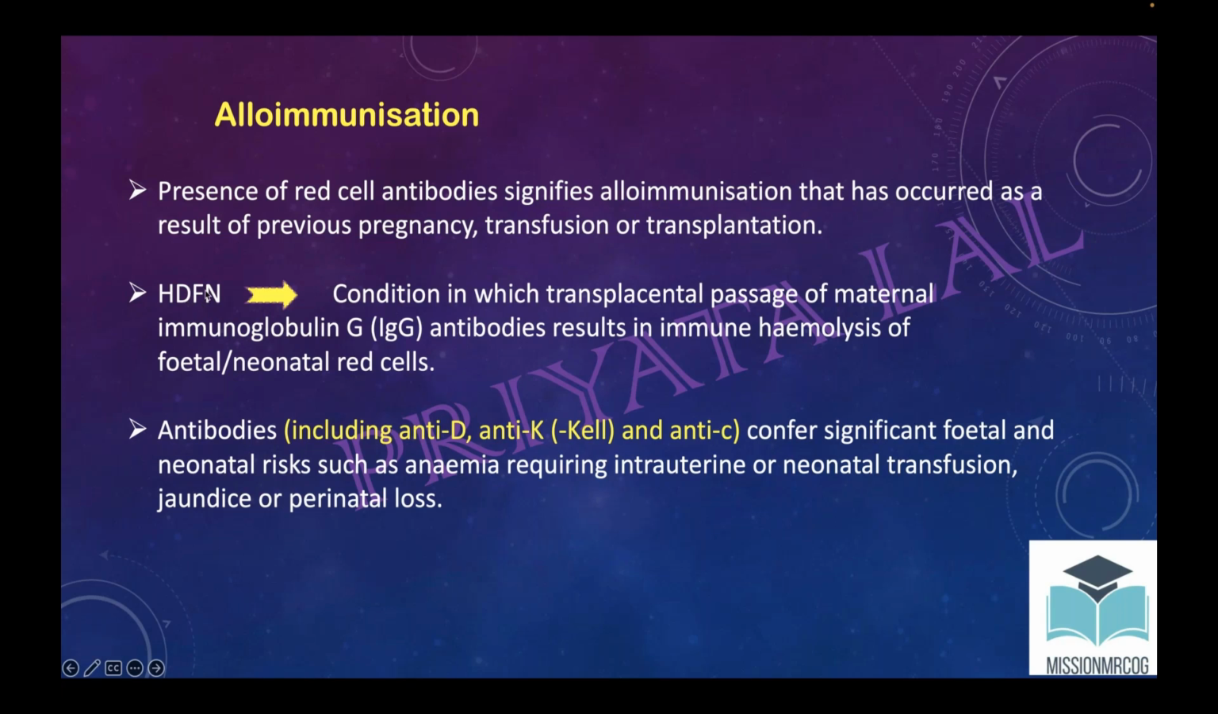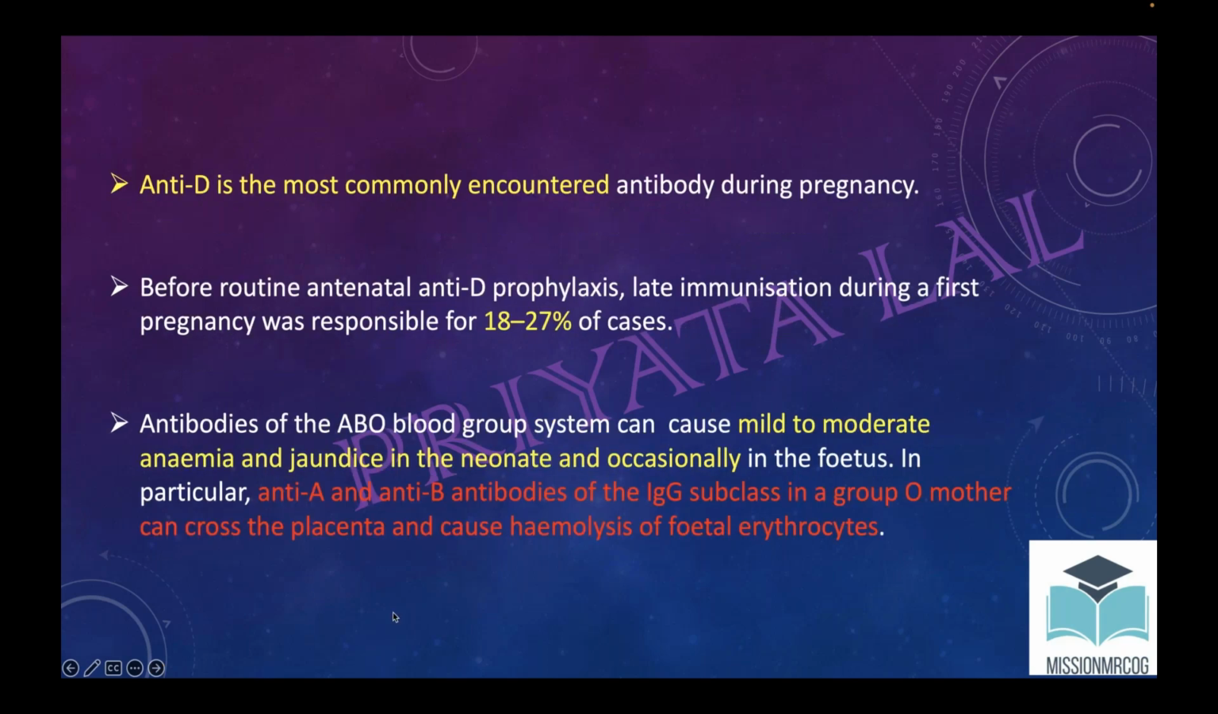Okay, so what could be the significant antibodies? Significant antibodies that are at risk of causing anemia would be anti-D, anti-K, or anti-C. Okay, so this is from the guideline only, nothing new I'm speaking here. Now, what is the most common? The most common is anti-D.